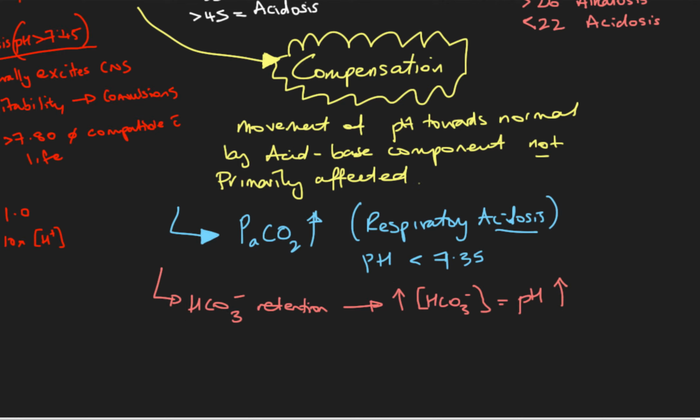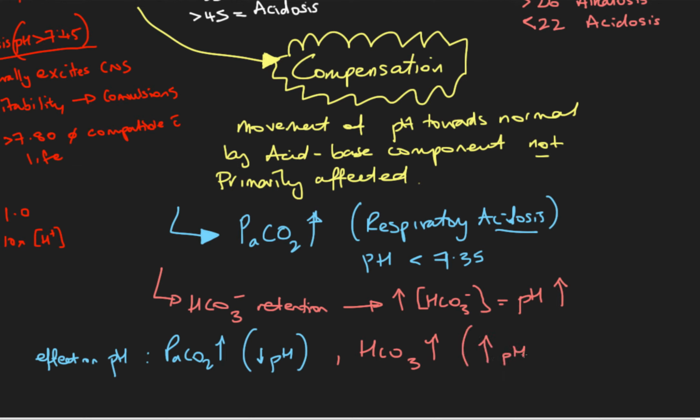So if we try and just show this here, if we talk about the effect on pH, which we'll do a lot in the next videos, we had the PCO2 going up, which causes a decrease in pH, right? And then in response to that, we have bicarbonate concentration going up, which causes an increase in pH. The goal is that these will start to offset each other and bring the pH back to normal. That is the idea of compensation.